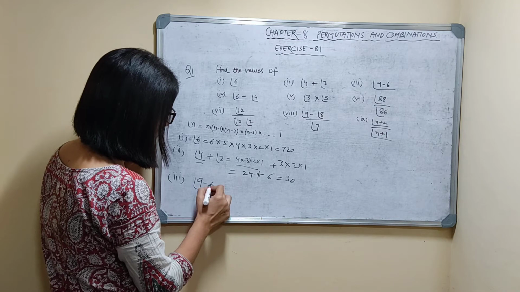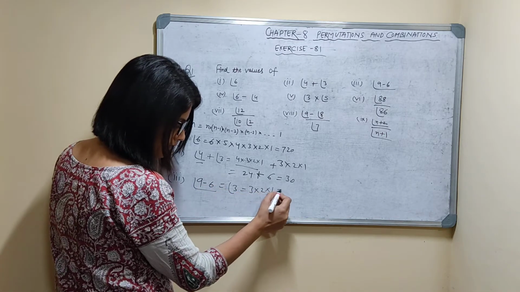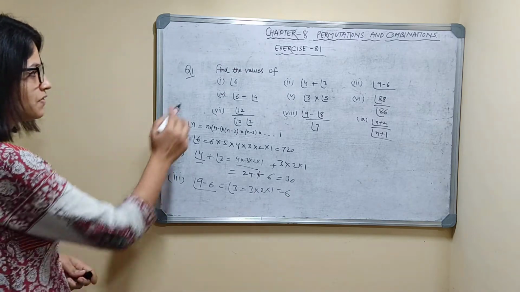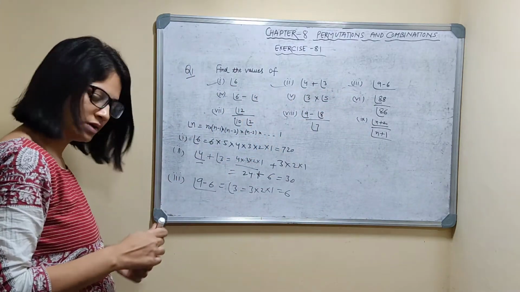Part 3rd. Factorial 9 minus 6, I can write factorial 3. That is 3 into 2 into 1. Answer is what? 6. The three parts I have covered: first, second and third.